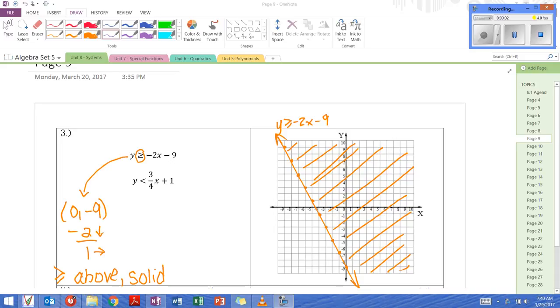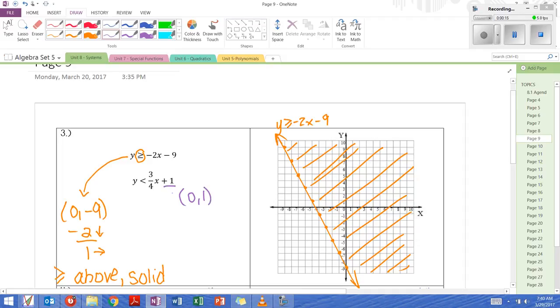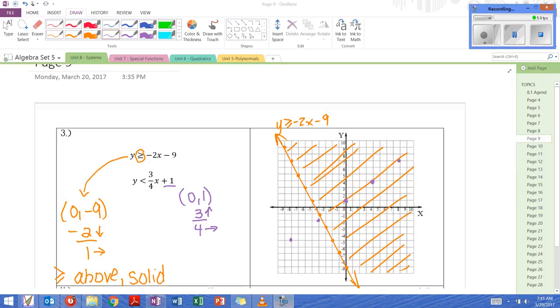So next we need to graph our second inequality. The first thing that I'm going to do is look at the y-intercept. That's at the point 0, 1, which I get from my constant here. And then my slope is whatever number is in front of the x, the coefficient in front of the x, which is 3/4, which means I go up 3, to the right 4. Let's go ahead and plot that. So there are my points.